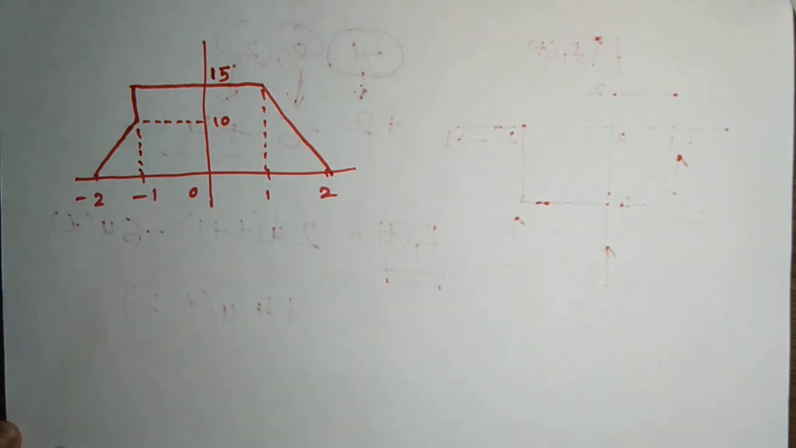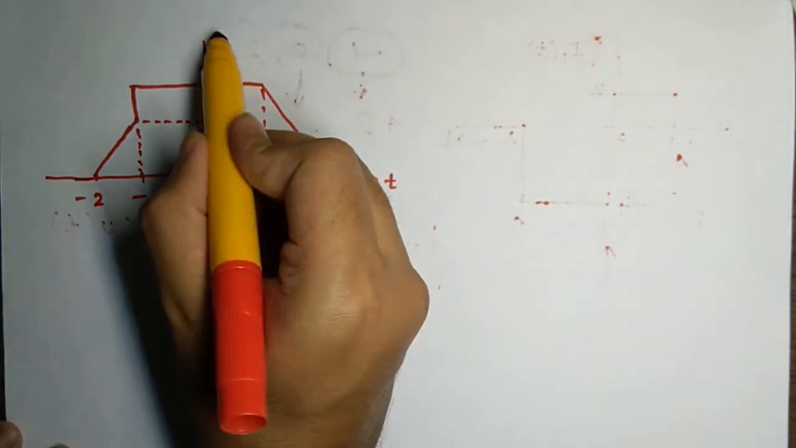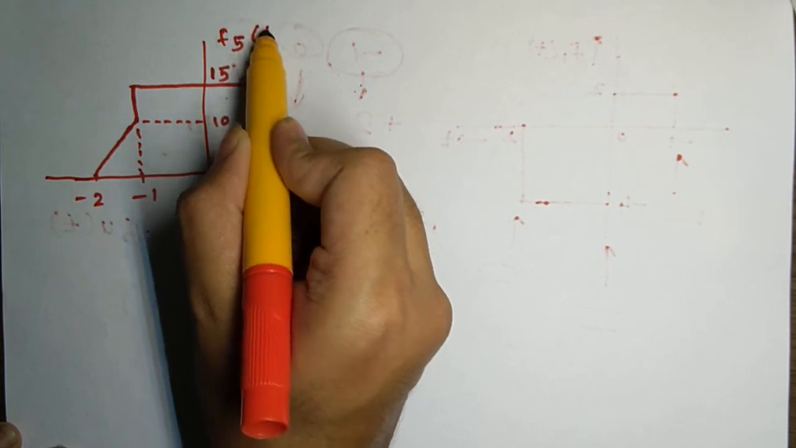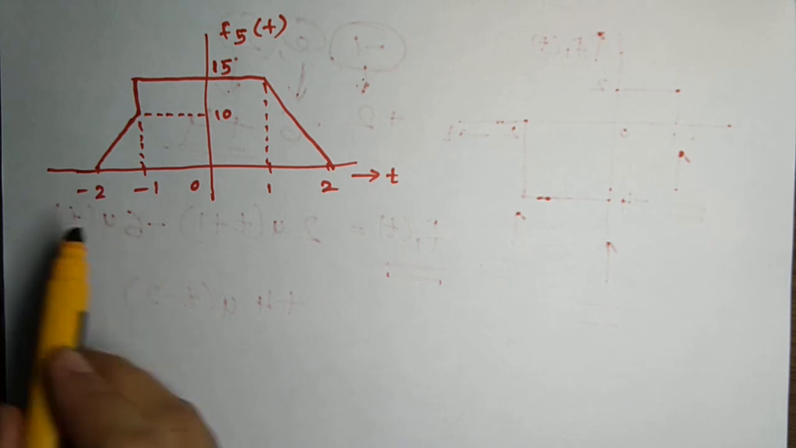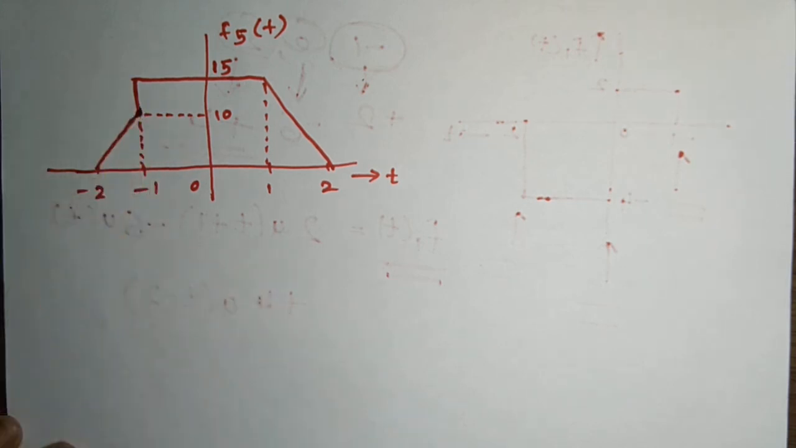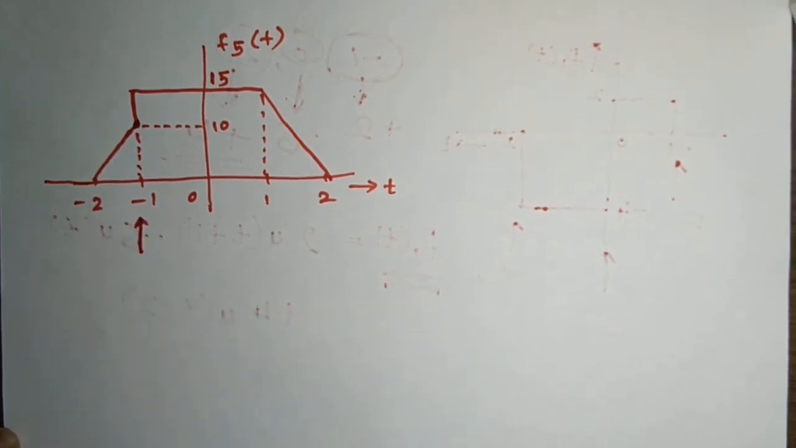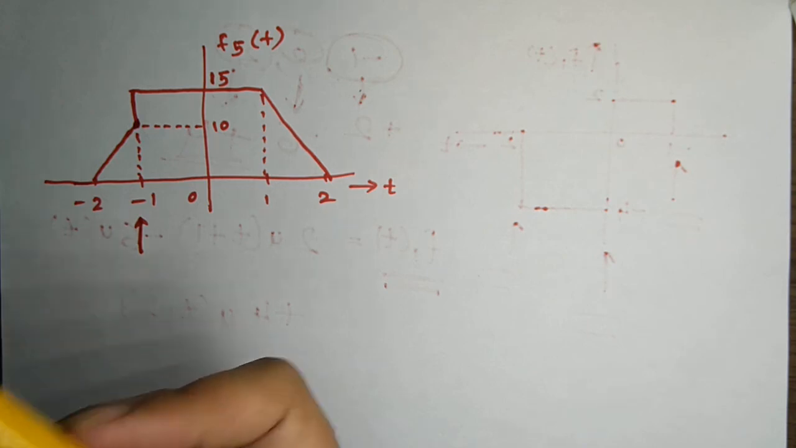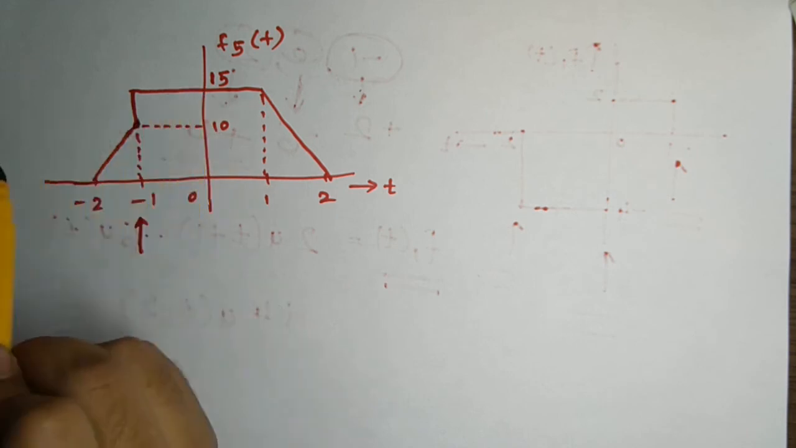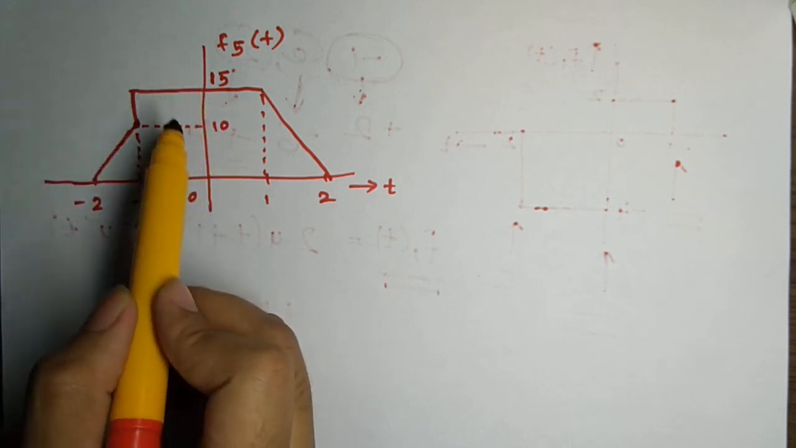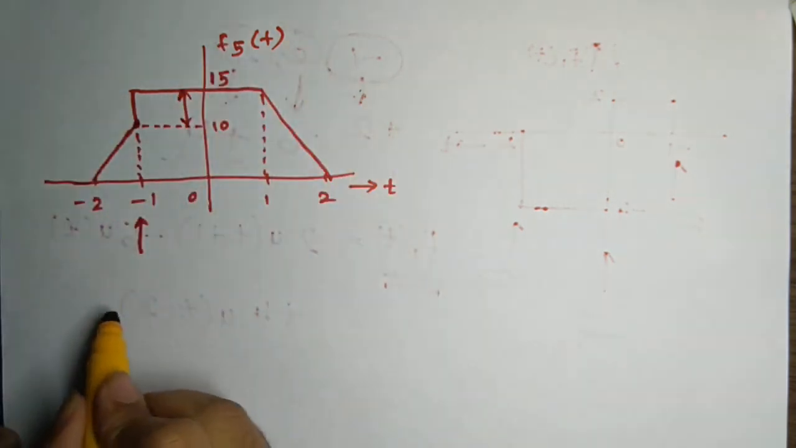So let's just apply whatever knowledge we have learned. This is the time axis. Let's call this f5 of t. We can observe only one sudden change in amplitude, at t equal to minus 1. What is the change in amplitude? The change is 10 to 15, that is 15 minus 10, that is plus 5.